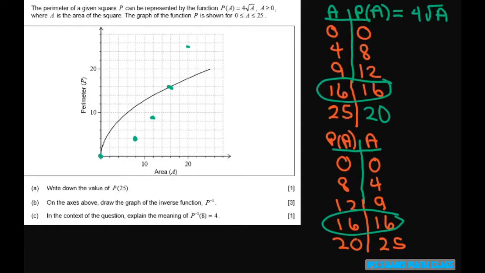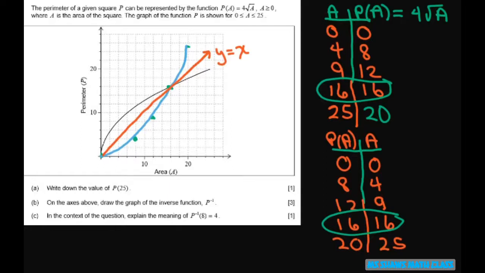Now, connect everything, and we're going to get something like this. So that would be a little sketch of the graph. And notice that inverses reflect over the y equals x line. Okay, so there's your graph.